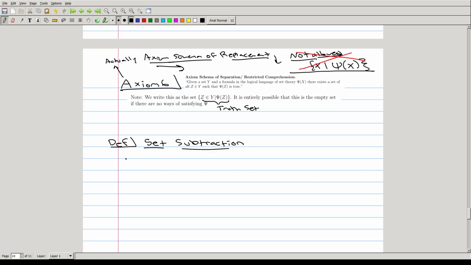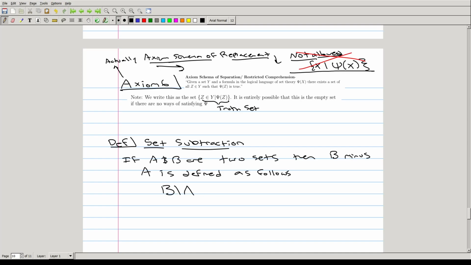If A and B are two sets, then B minus A, which we denote or say is given by the following, is also sometimes written as B minus A. This is the set of x in B such that x is not an element of A.